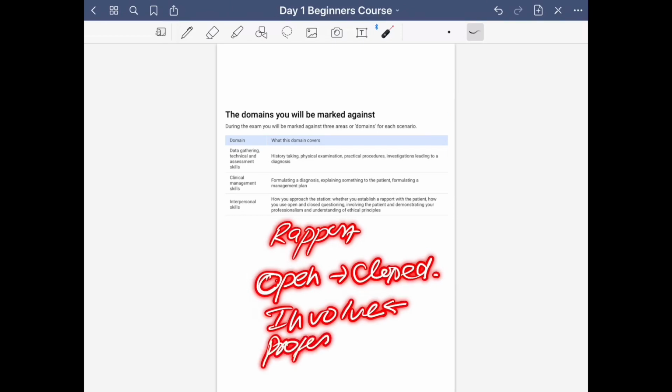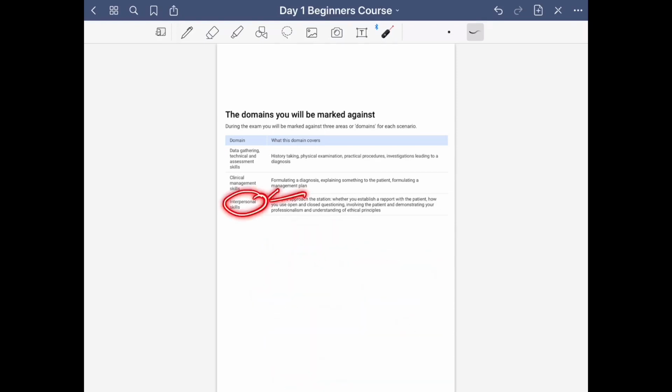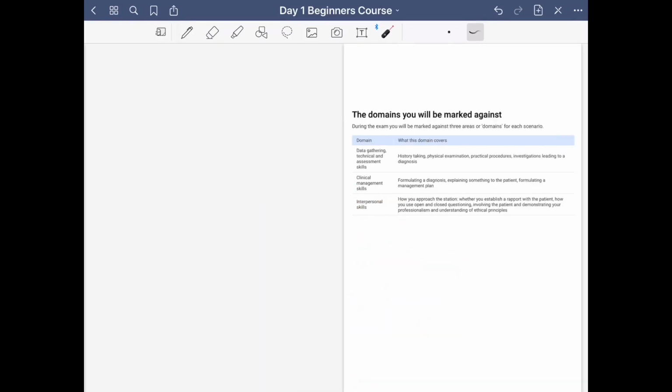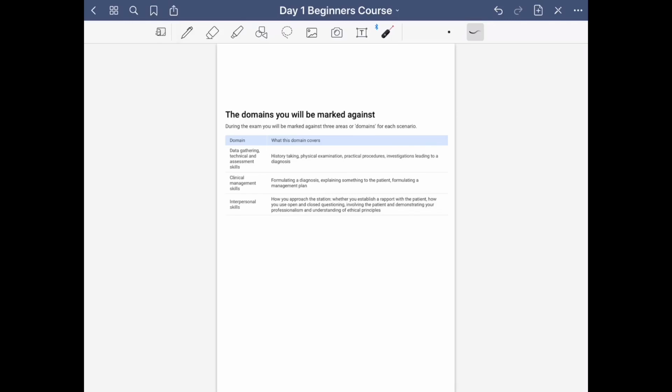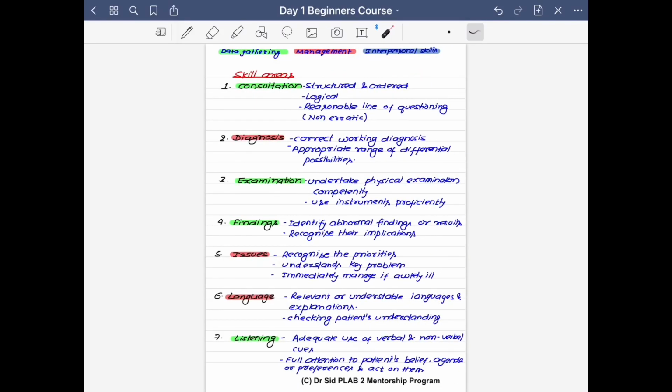You have to demonstrate the professionalism. Okay, you should be professional. You have to demonstrate the professionalism, and then you also have to understand the ethical principles. Okay, and that will ensure that you will get good mark in IPS. Now, apart from that, there are 10 different skill areas. Okay, so I will explain what are these 10 skill areas. So these are also taken from the GMC's website.